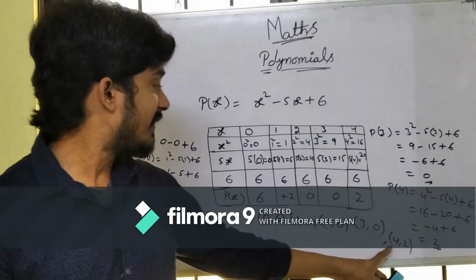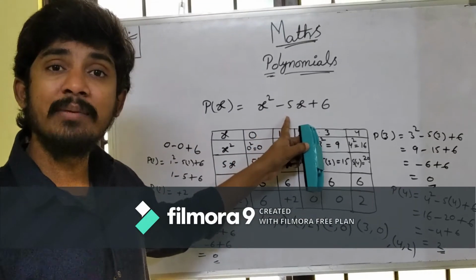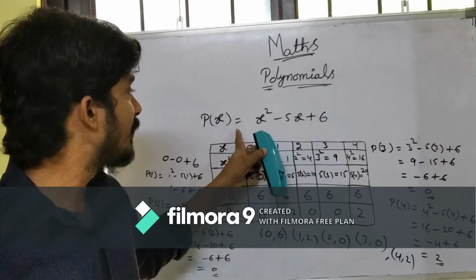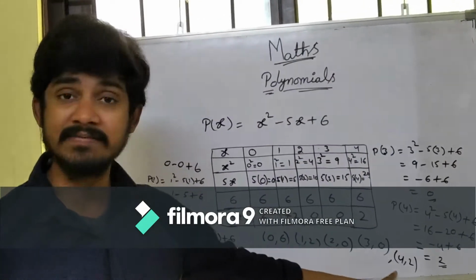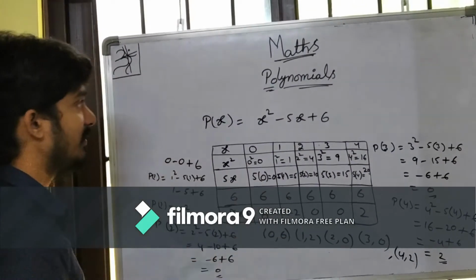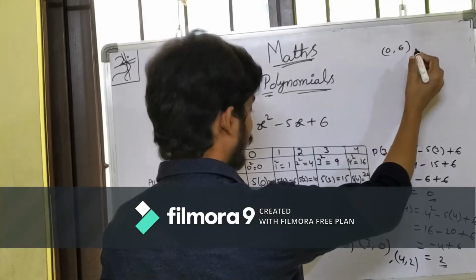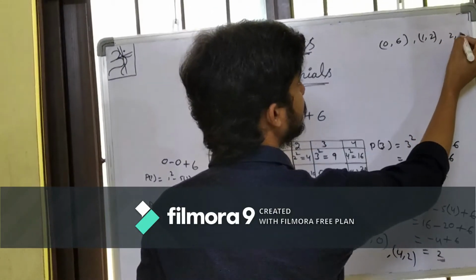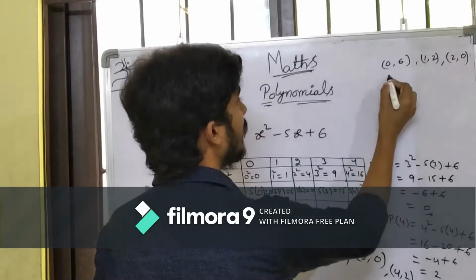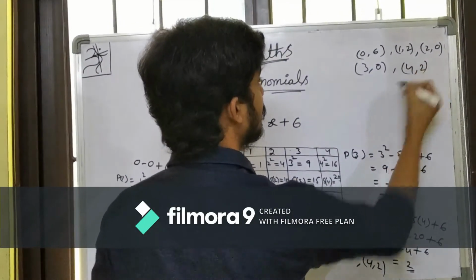By using these 5 points, we can draw the graph of the polynomial P of x equals x square minus 5x plus 6. Okay, now remember this case. First point is 0 comma 6. Second point is 1 comma 2. Third point is 2 comma 0. Fourth point is 3 comma 0. And fifth point is 4 comma 2.